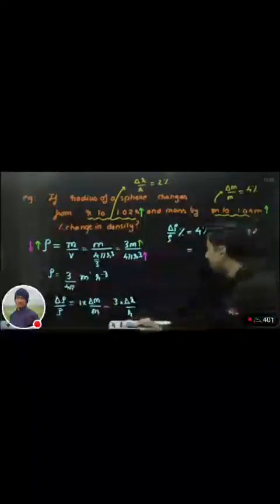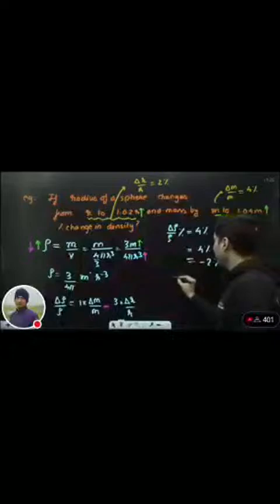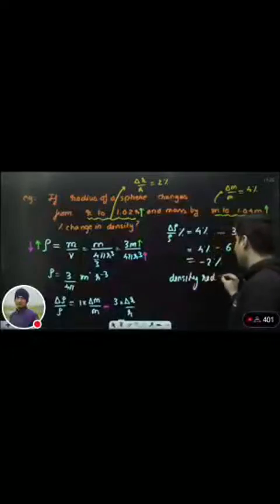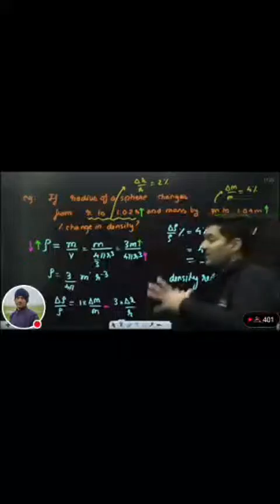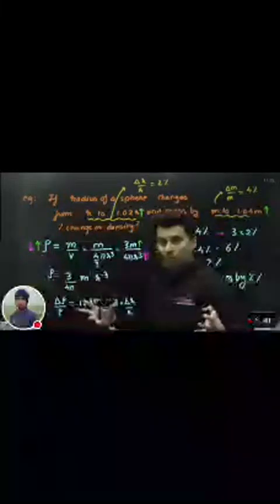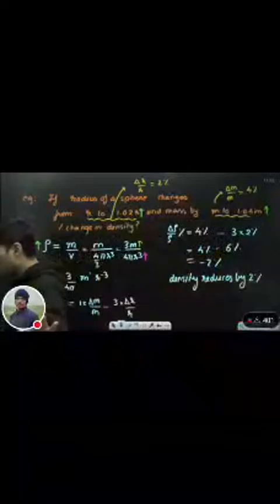That is why I will say that this answer will be 4% minus 6%, which is negative 2%, means the density reduces by 2%. That means the radius increased much more as compared to the mass in the effect on density. Got it? Beautiful question.